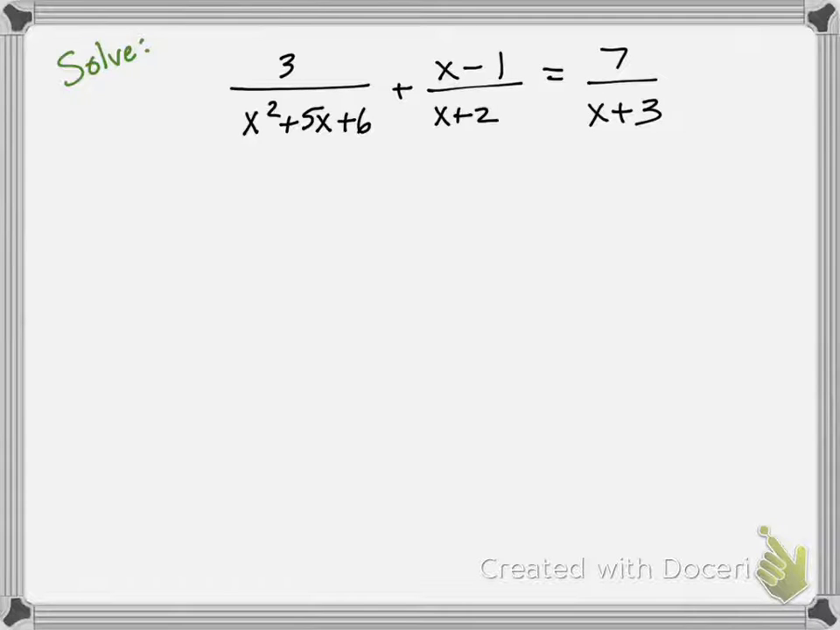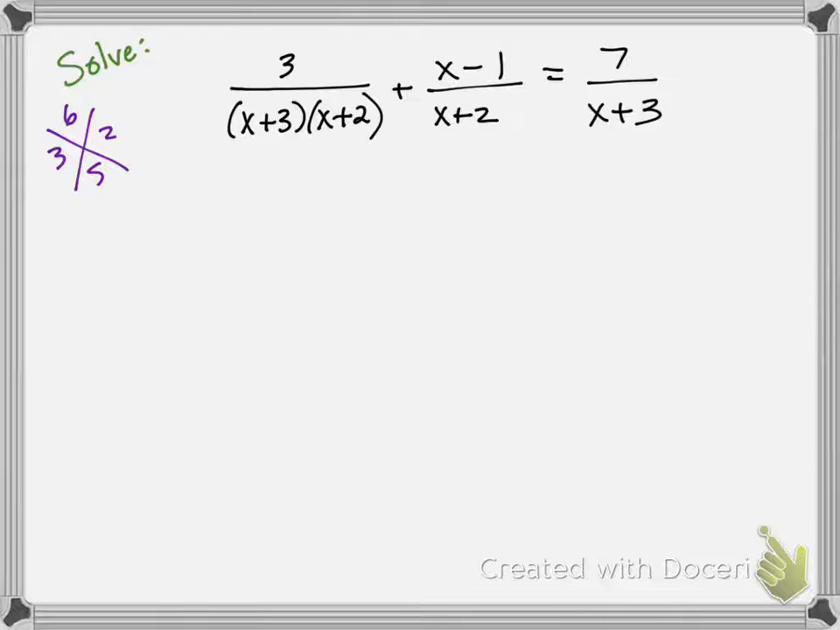All right, so we're going to be solving this rational equation, and the first thing I'm going to do is take a look at the denominators because I have to find a least common denominator. I noticed that this denominator can be factored. It's a trinomial, so you're saying what multiplies to 6 and adds to 5, and that would be 3 and 2. So I'm going to erase what I have here and actually write it in its factored form, which is x plus 3 times x plus 2.